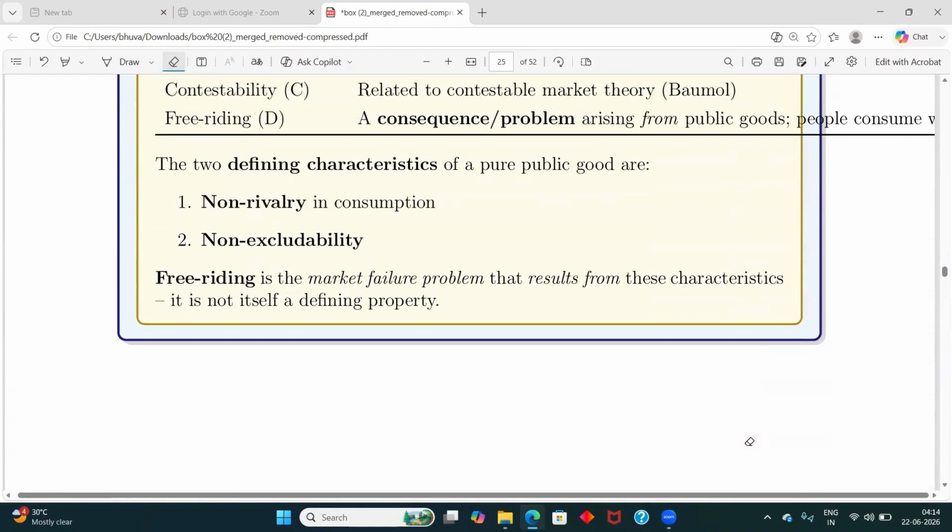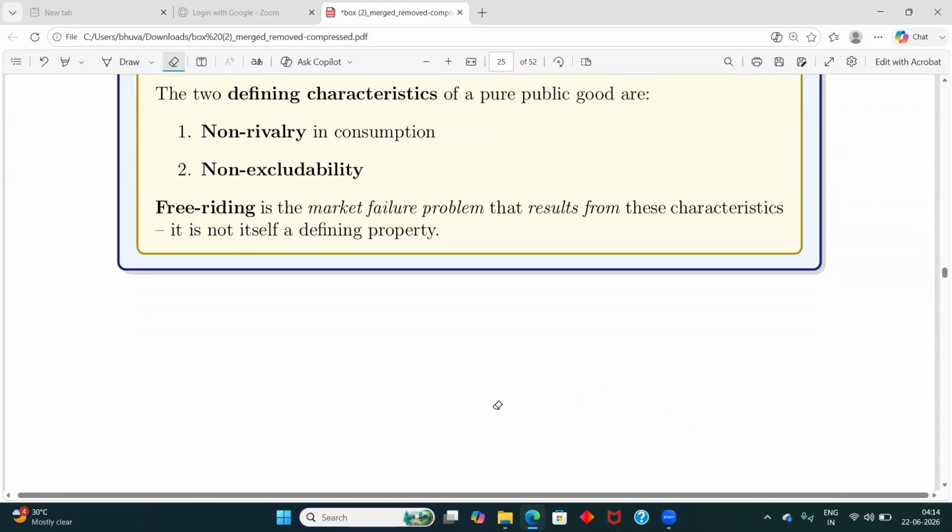The two defining characteristics of a pure public good are non-rivalry in consumption and non-excludability. Free riding is the market failure problem that results from these characteristics; it is not itself a defining property.